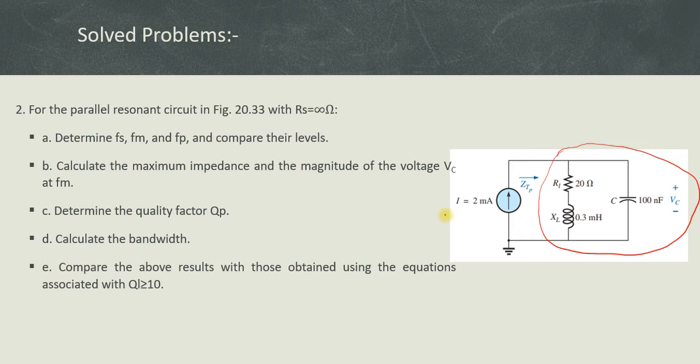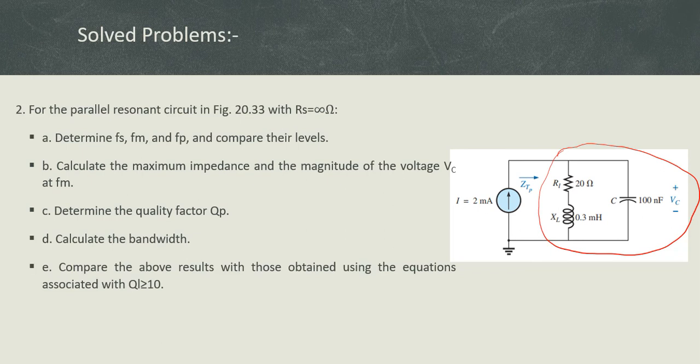Rs is equal to infinite ohm. Rs is nothing but the source impedance. So that is the second assumption. In parallel resonance circuits, there are two assumptions. First one is the quality factor is greater than 10, and the next one is Rs is greater than Rp. So it is the second assumption case.